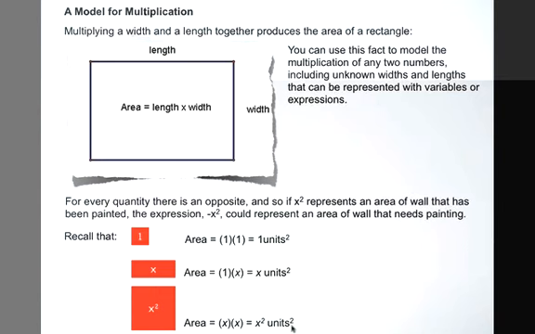For every quantity, there is an opposite. And so if x squared represents an area of a wall that has been painted, the expression negative x squared could represent an area of the wall that needs painting. So here's the corresponding negative units.